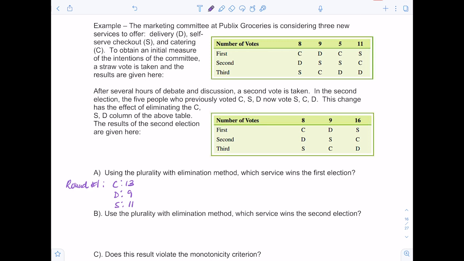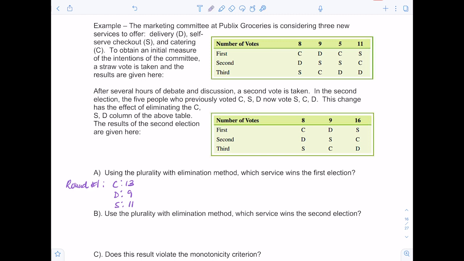We can see that delivery had the lowest number, and we also don't have a majority. To have a majority, we would need, let's see, 8 and 9 is 17, 17 plus 16 is 33. So 33 people voted. We would need half of 33, which is 16.5, so we would need at least 17 people in order to say that a majority won, and we don't have that.